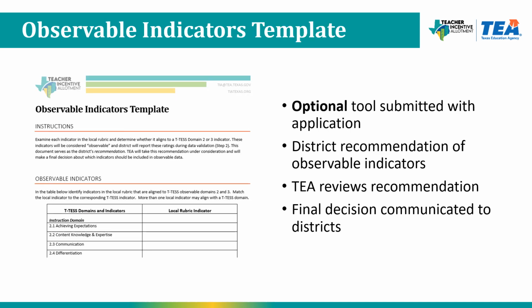We have developed an optional tool that may be submitted with your application. The Observable Indicators template helps to ensure that districts have a voice in which dimensions are considered observable from their district-created rubric. So if you would like, your district may submit a recommendation regarding which indicators from your rubric should be considered observable or aligned to domains 2 and 3. We will take this recommendation as we make our final decision. If you choose to do this step, you can submit the template right along with your application and crosswalk.